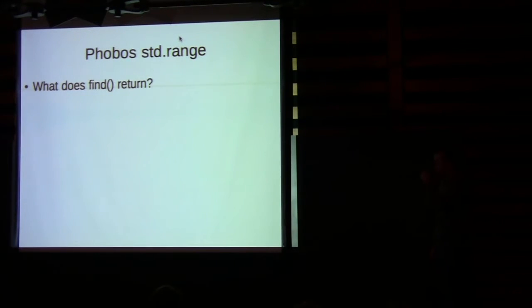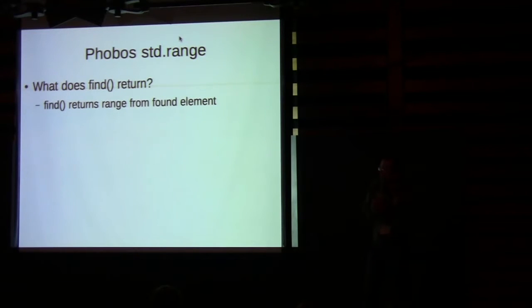Okay, let's go back to find. What does it return? It returns a range, yes. What range does it return? Find returns the range from the found element to the end of the range. So it's basically drop until the predicate returns true, or until we find that element, drop from the front, and then return whatever is remaining.